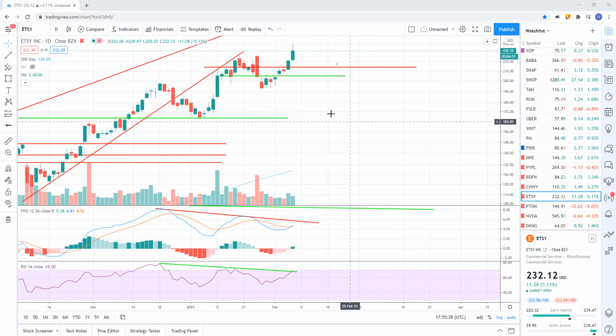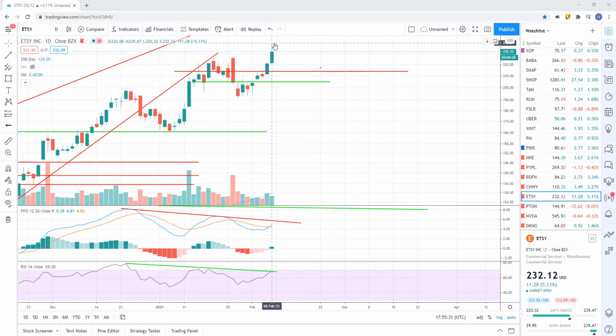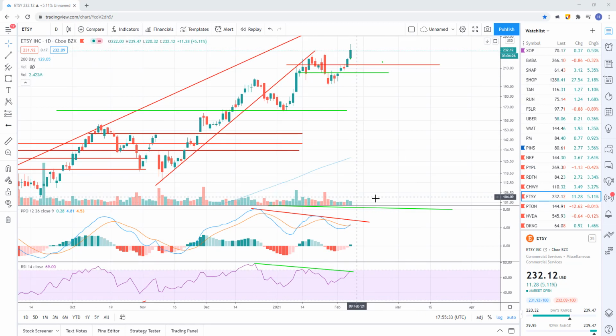Etsy here, up 5%, but what did it do today? It made another divergent high. So here's your negative divergence right there on the daily chart. They ramped it up, made a marginal new high with negative divergence. This is a high likelihood of failing this new high. Whether it fails today, I don't know, but we'll have to see.